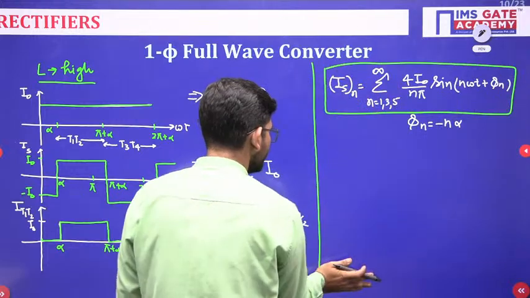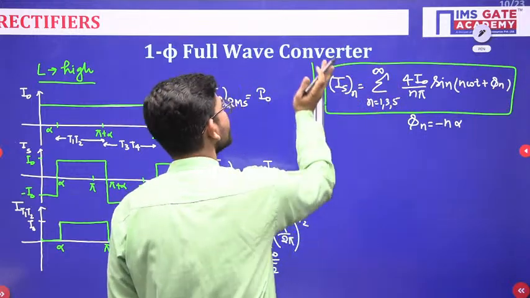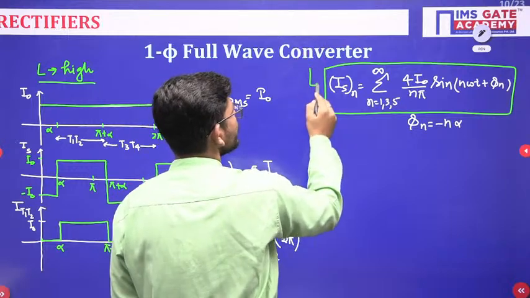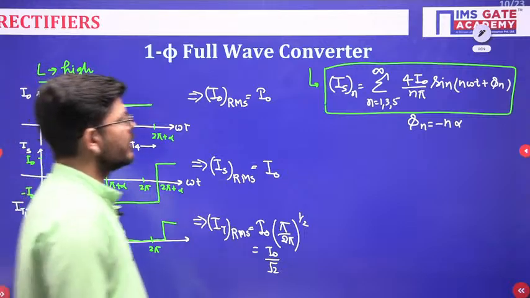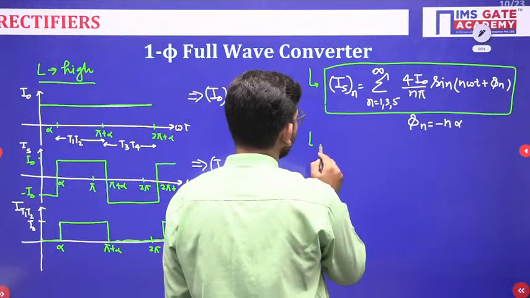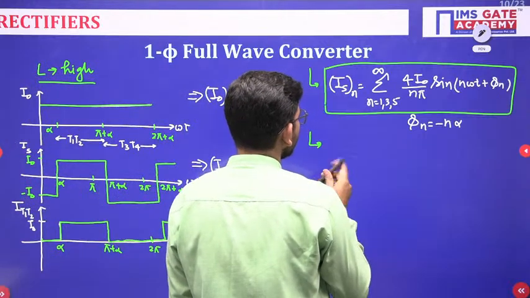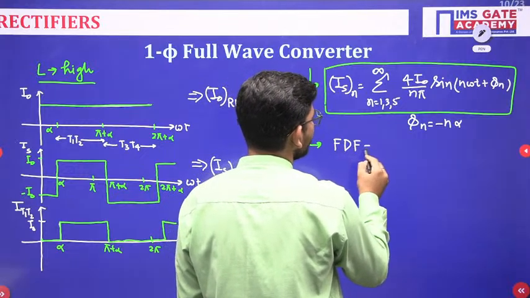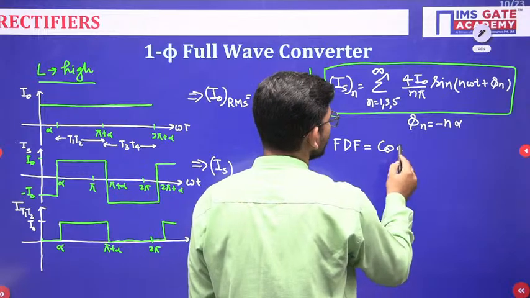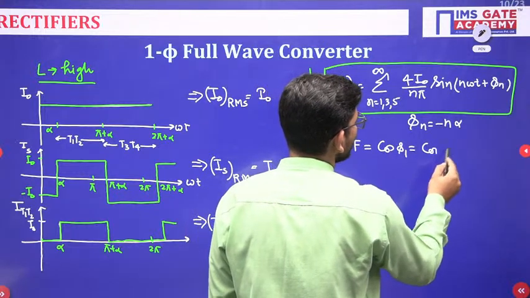Okay. This is going to be the Fourier series expression, the harmonic expression for the source current. Now from here we can calculate so many things. What is the fundamental displacement factor, FDF? The fundamental displacement factor will be cos of phi 1 or cos of alpha.